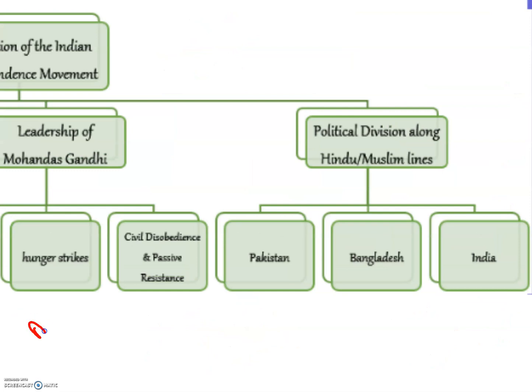He takes a lot of hunger strikes himself where he literally does not eat. He gets arrested several times for breaking the law. That's what civil disobedience and passive resistance are. It's actively choosing to break laws you feel are unjust.